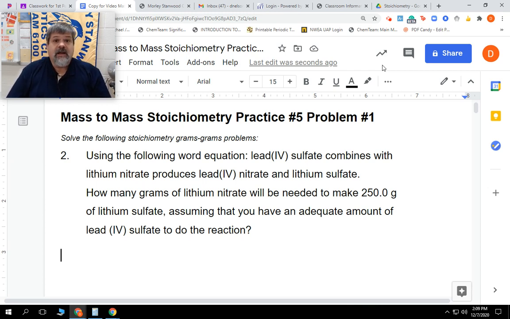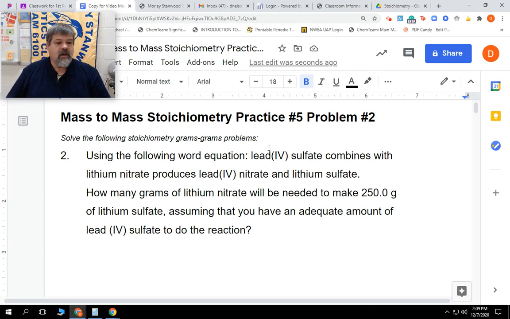Hey, welcome back to chemistry class, and today we're going to continue working with stoichiometry, mass to mass. This time we're on our worksheet number 5 and problem number 2. So let's go ahead and change this to number 2. Here's our question itself. Using the following word equation, lead-4 sulfate combines with lithium nitrate to produce lead-4 nitrate and lithium sulfate. And again, it looks like they're just going to switch partners. The real question for the stoichiometry purposes is how many grams of lithium nitrate will be needed if 250 grams of lithium sulfate is used, assuming that you have an adequate amount of lead-4 sulfate to do the reaction.